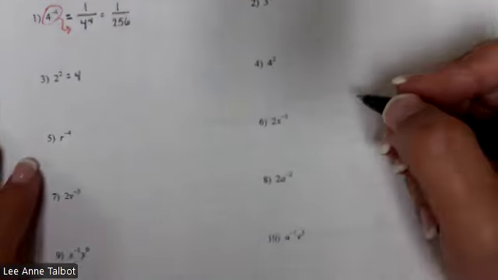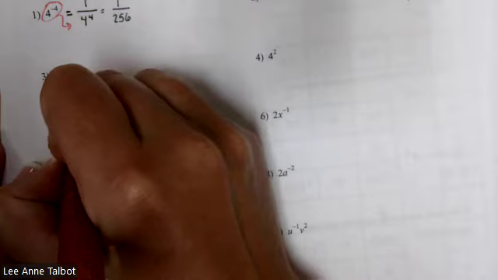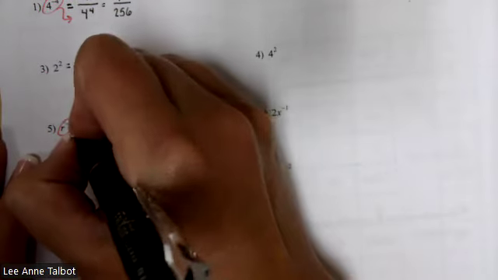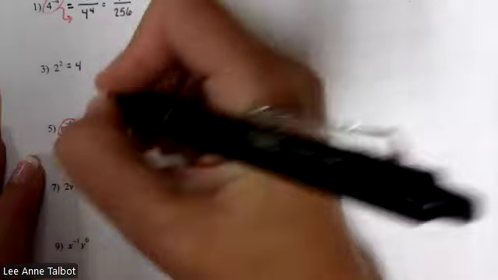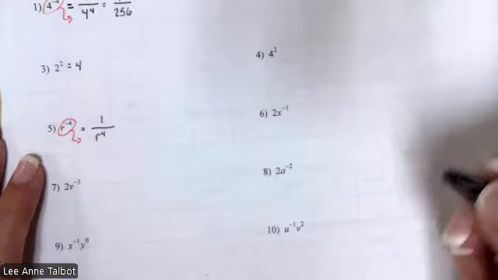Okay, number 5. We have a negative exponent. I'm going to circle it. Put my little arrow. One over r to the positive 4.